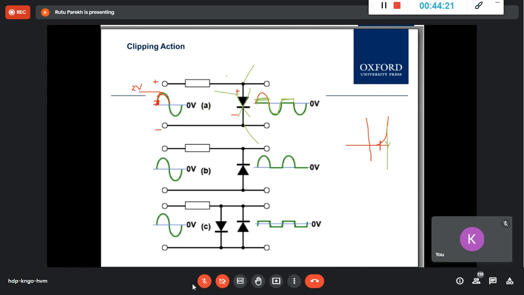For 2 volt also, if it is 1 volt here also, it is conducting, the voltage drop is 0.7. If it is 2 volt also, it is conducting, the voltage drop is 0.7 only, your output. This will remain fixed now when it is conducting.